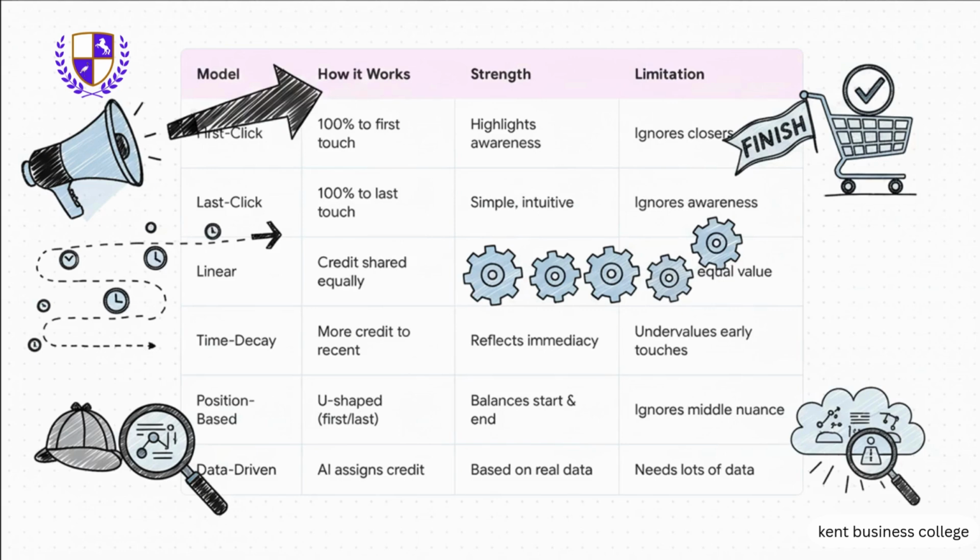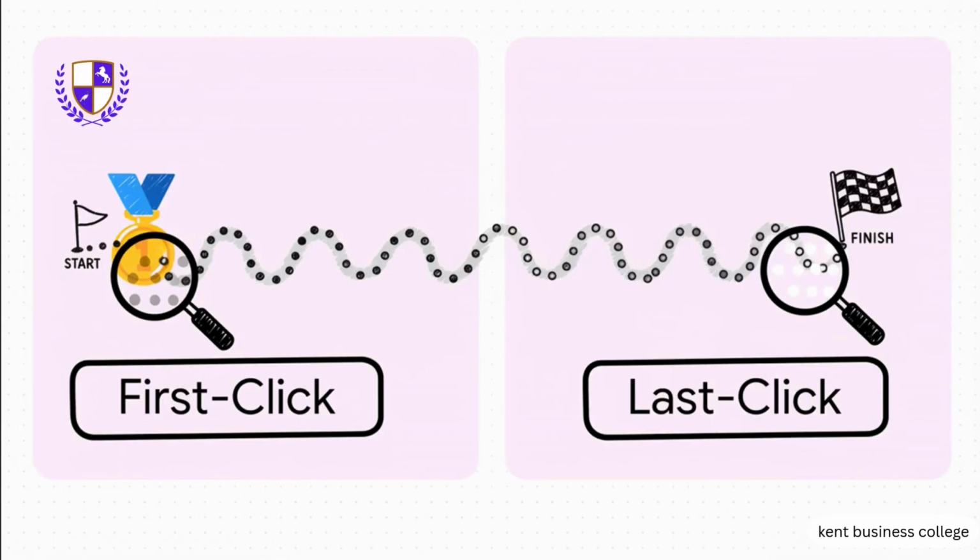In the middle, you have what we call multi-touch models. Linear spreads the credit out evenly. Time-Decay gives more credit to the more recent interactions. Position-based gives extra weight to the first and the last touch points. And then you've got the Sherlock Holmes of the group, data-driven, which uses AI to let the data itself point to the real culprit.